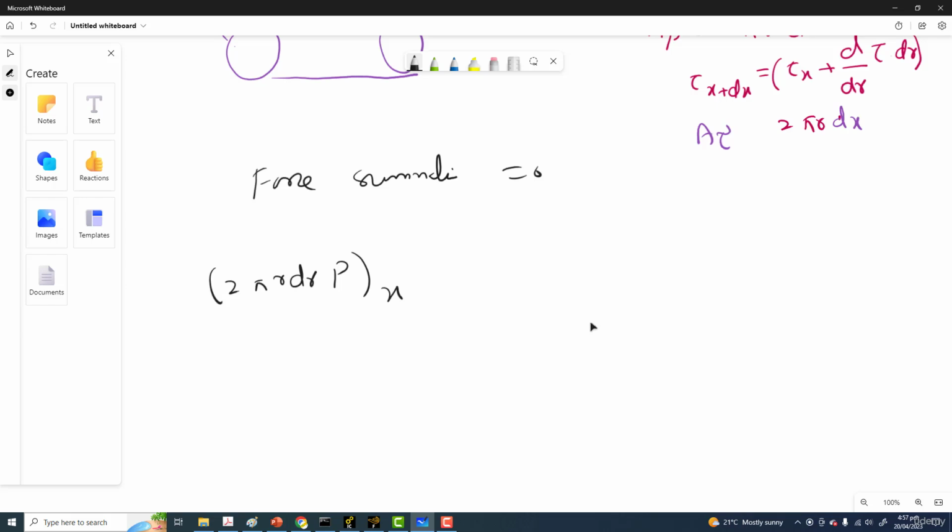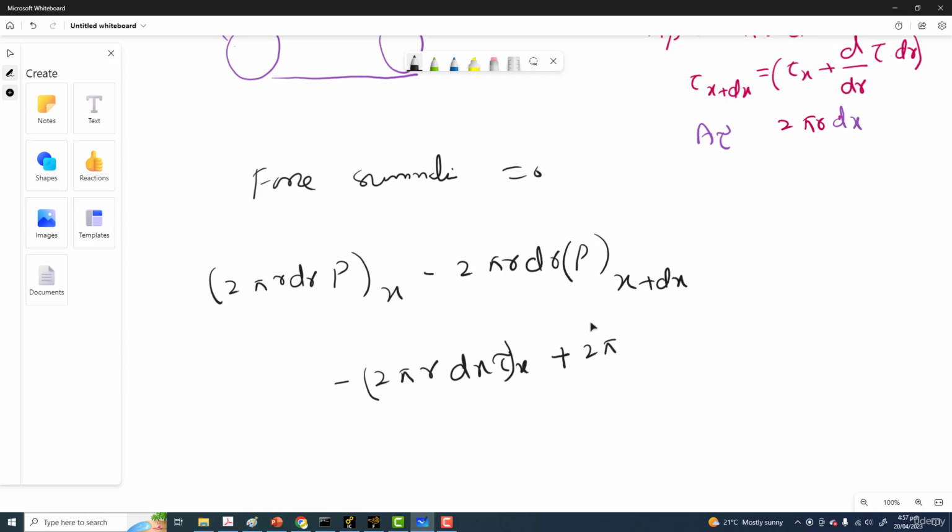So here we have the minus 2 pi r dr, this is P at x plus dx, and then also we have the minus 2 pi r dx, this is the tau x, plus we have 2 pi r dx into tau, but at x plus dx, is equal to 0.